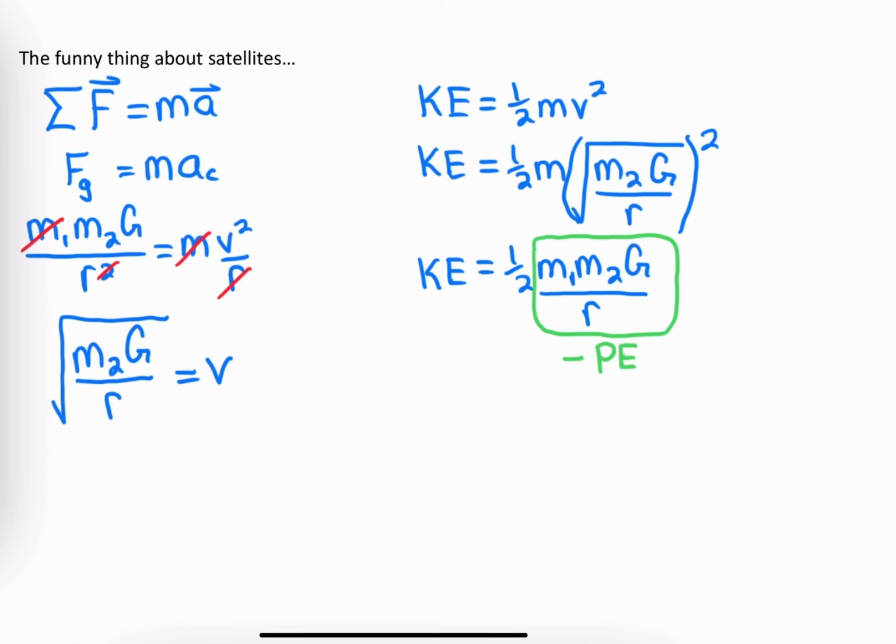The potential energy itself is normally negative. So if I take a negative of a negative, that ends up being positive, and that's exactly what I have here. So what this means is that the kinetic energy is 1/2 times the negative of potential energy. Kinetic energy is negative 1/2 potential energy.